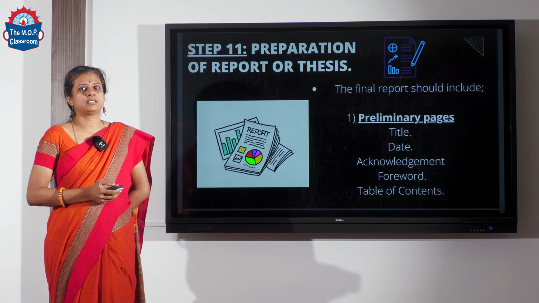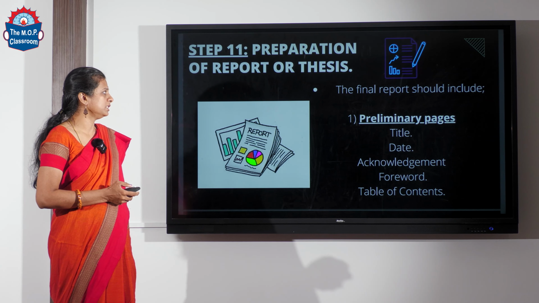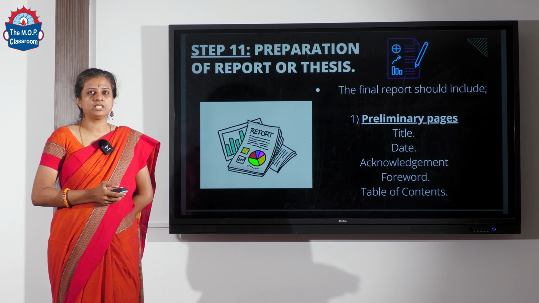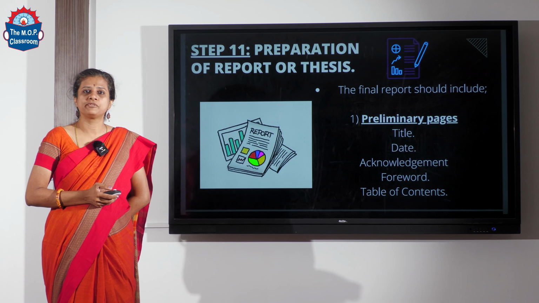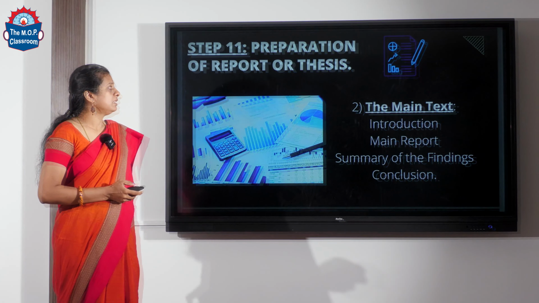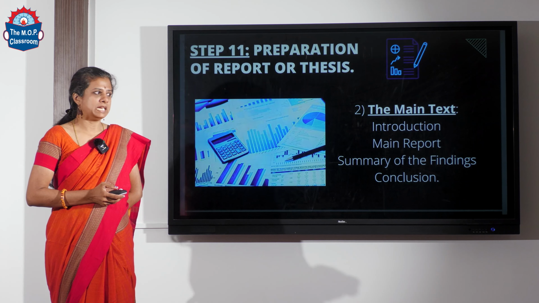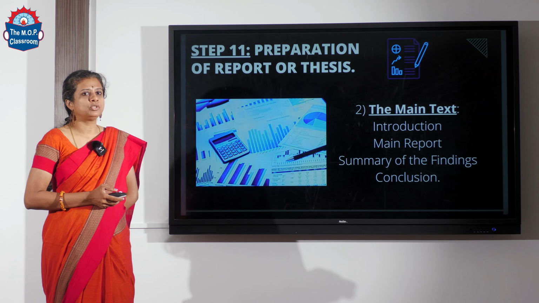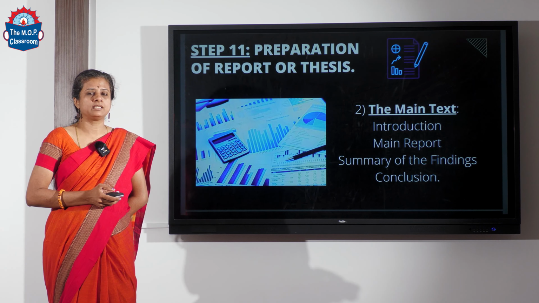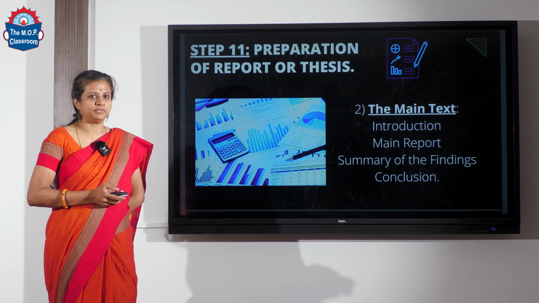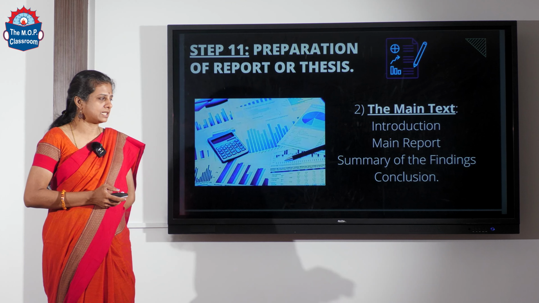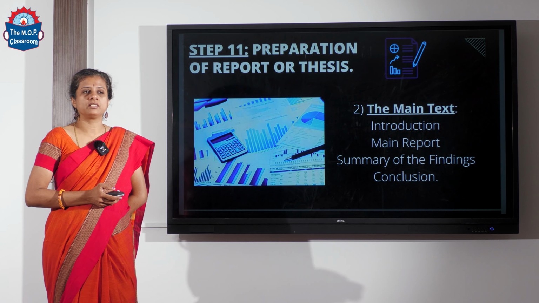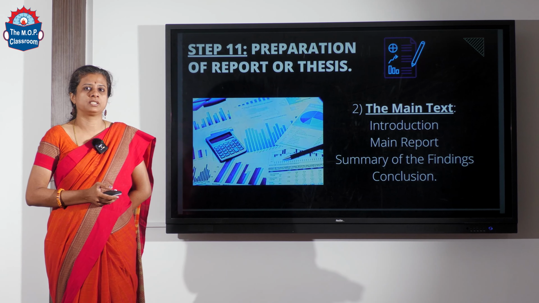Step 11 and the last step is preparation of the research report or the thesis. Basically, a report has 3 parts. The first one is a preliminary page which has title, date, acknowledgement, foreword, and table of contents. The second part of the research report is the main text, which will have the introduction to the research topic, the main report which has a research methodology, the sampling design. The third one is a summary of the findings, which is as a result of the hypothesis testing, which will also include the descriptives. And the last one is the conclusion. The conclusion also paves way for further researches that can be done.